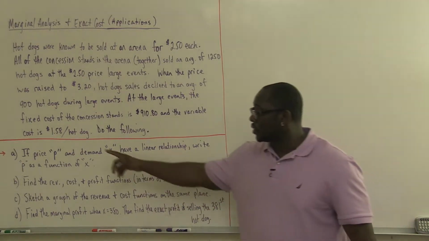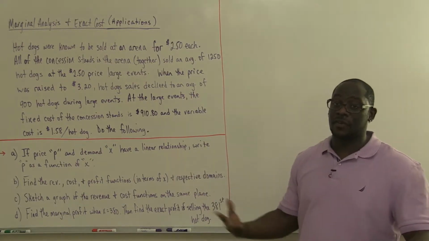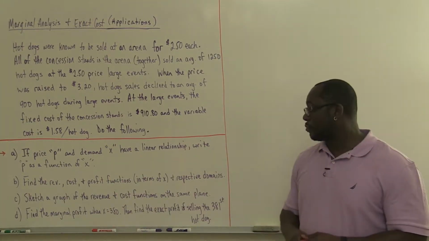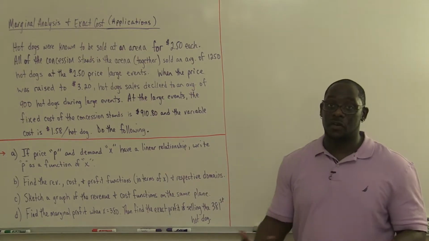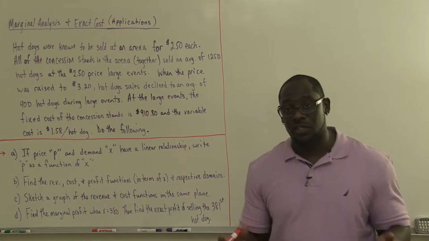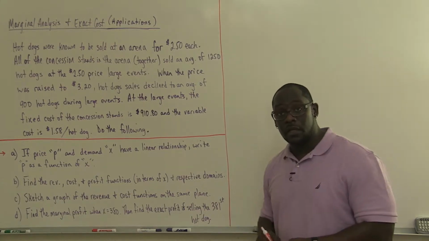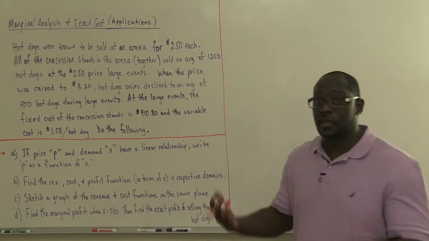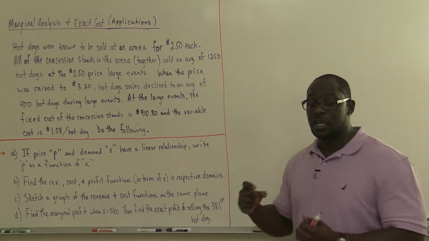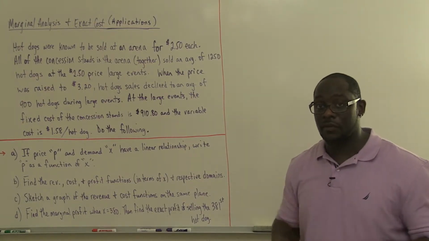And so having all that information, we want to do the following here. So we want to write the price and demand, if it has a linear relationship, as a function of x, okay? Next thing we want to do is find the revenue, cost, and profit functions in terms of x and find the domain of those. Afterwards, we want to sketch a graph of revenue and cost to see how that looks. And then lastly, we want to find the marginal profit when the quantity of hot dogs being demanded is 380. And then we want to find out what the exact profit is in selling the 381st hot dog, okay, and see how all that relates.